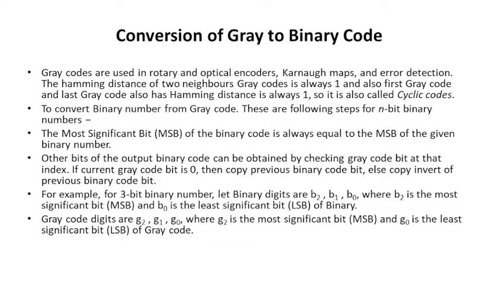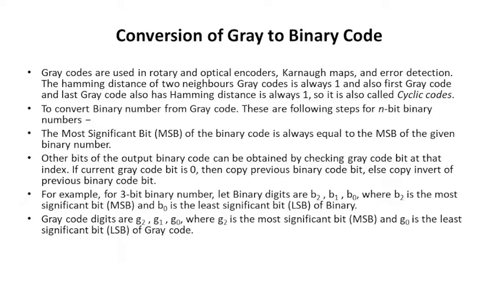To convert gray code to a binary number, you should follow these steps. The MSB of the binary code is always equal to the MSB of the given gray code. The other bits of the output binary code can be obtained by checking the gray code bit at that index. If the current gray code bit is 0, then copy the previous binary code bit, else copy the inverse of the previous binary code bit.